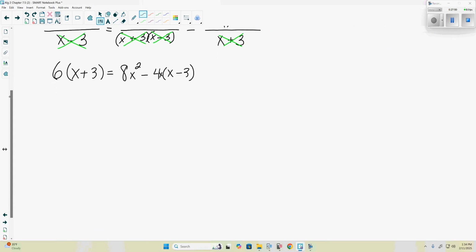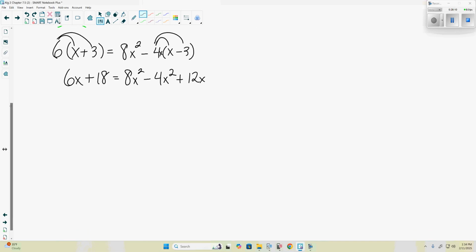Let's distribute. Here we can distribute the 6. 6 times x is 6x. 6 times 3 is 18. We still have the 8x squared. Negative 4x times x is going to be negative 4x squared. Negative 4x times negative 3 is going to be plus 12x. Now on the left-hand side, the 6x and 18 do not have any common factors. But 8x squared minus 4x squared will simplify to 4x squared plus 12x.